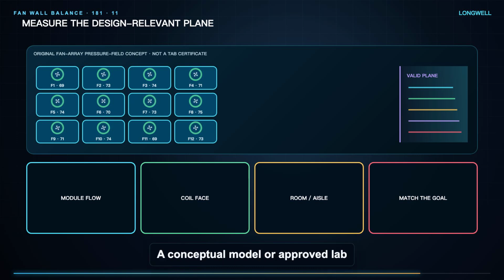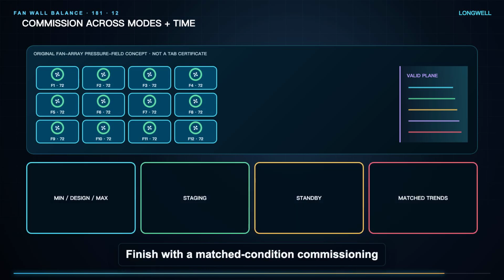A conceptual model or approved lab demonstration is safer than intentionally failing production cooling for a video. Downstream coil or filter face uniformity may matter more than identical module flow, so judge performance at the plane that serves the design objective. Finish with a matched condition commissioning record across minimum, design, and maximum flow, authorized staging transitions, filter states, standby recovery, and communication or restart scenarios.